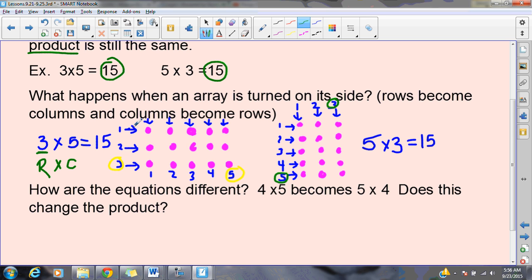Columns go up and down. Rows go side to side. So we have 3 times 5. But no matter what, you can see that there are still 15 dots here.